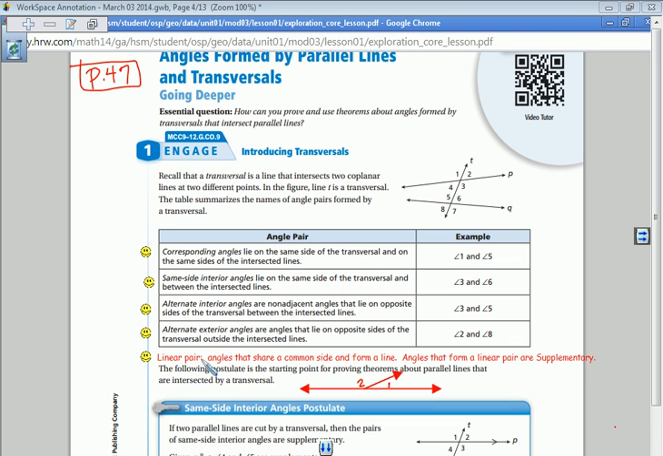Now, one thing that's not on here is a linear pair. When we think about a linear pair, that's when we have two angles, and I should have written the word 2 here, that share a common side and form a line when you put them together. You see this? This is a linear pair. So angles that form a linear pair must be supplementary because they form that line, and the line is how many degrees? 180.